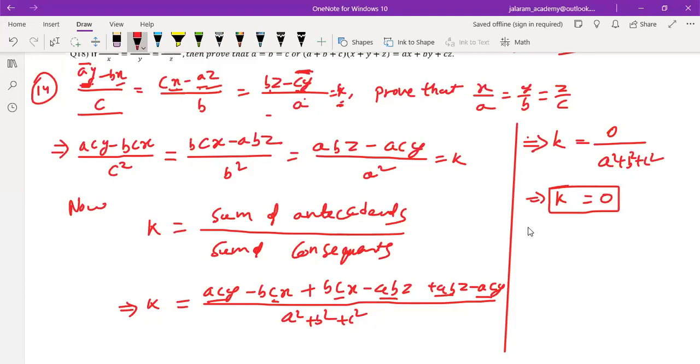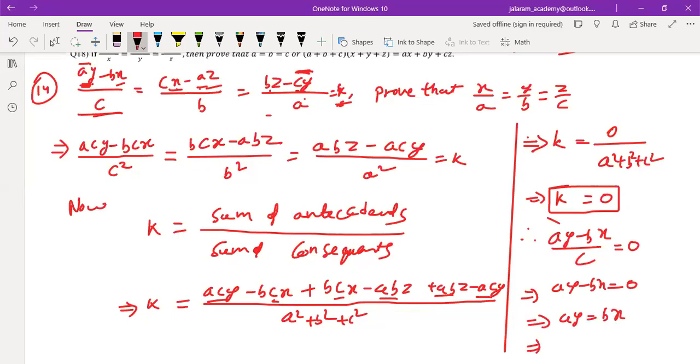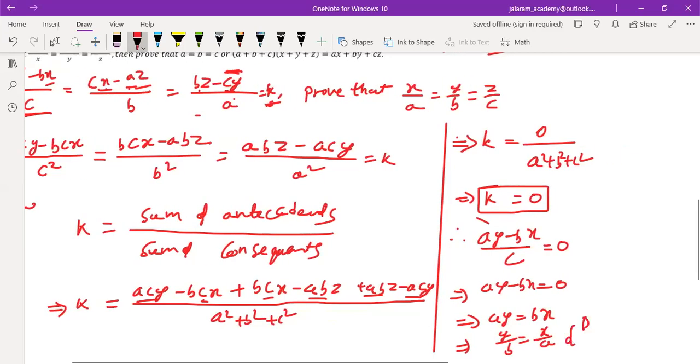So (ay - bx)/c equals k, that is 0. It implies ay - bx equals 0. It implies ay equals bx. It implies y/b equals x/a, dividing both sides by ab. On one side a cancelled out, b becomes the denominator. On the second side b cancelled out, a becomes the denominator. Take it as equation number 1.